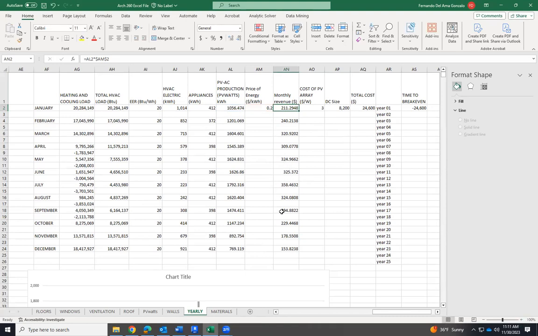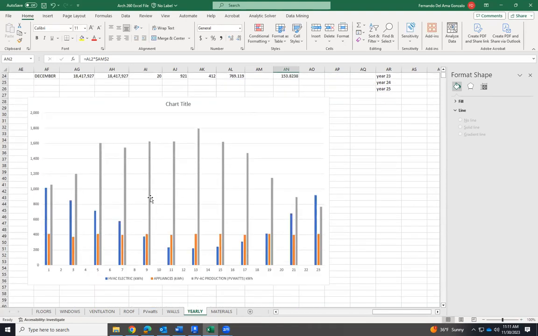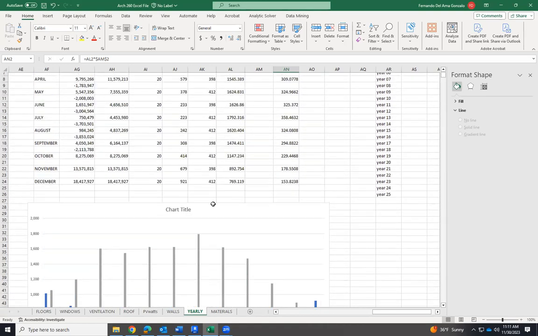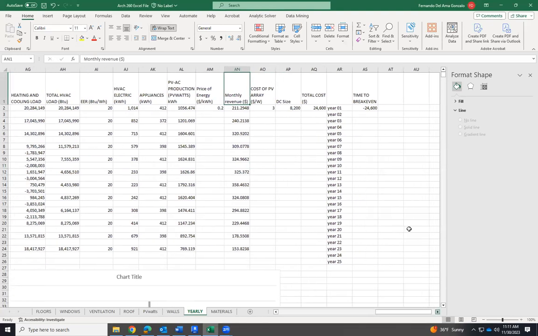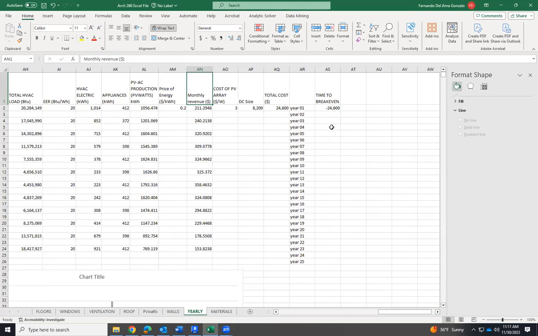We produce more energy. That's what the graphic says. We produce more energy in summer than in winter. So this is what happens here, okay? So that's what we are producing. And now, how does this affect the time to break even?